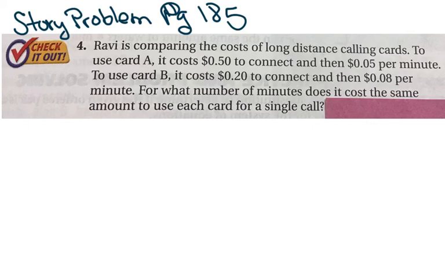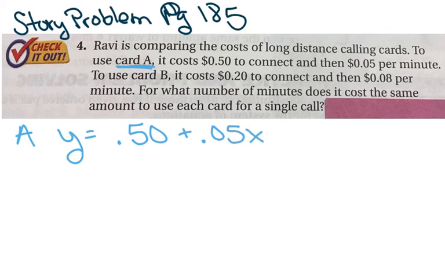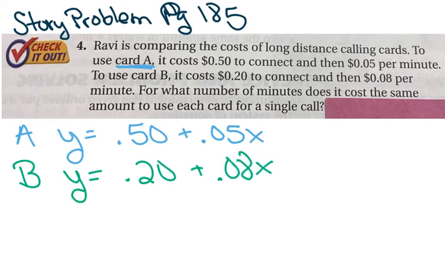All right, so I'm going to write equations for each of them. I'm going to call this card A. So my equation for card A would be y equals, it says it costs 50 cents to connect, so 50 cents right off the bat. And then for every minute I'm on the phone, it would be 5 cents. For card number B, we'd have y equals, and it says it costs 20 cents to connect, but it is 8 cents per minute. Now we want to know when these are the same.